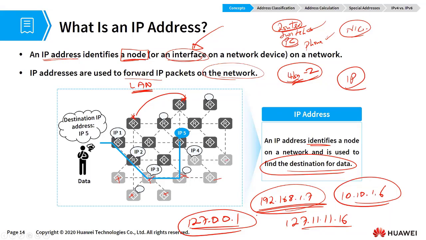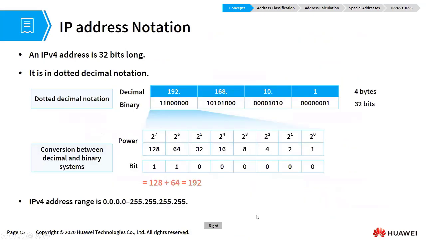Why do we keep using this IP? Wow, how do we write an IP address? What do we need to know about IP address notation? Now, first off, an IP address is 32 bits long.